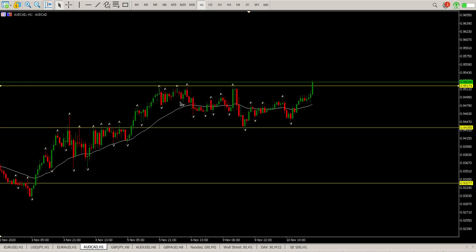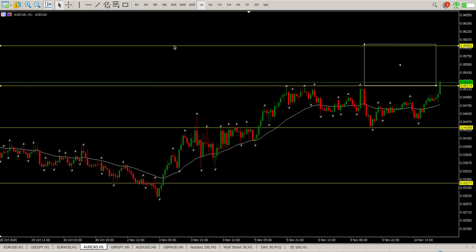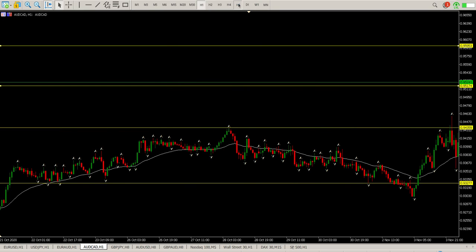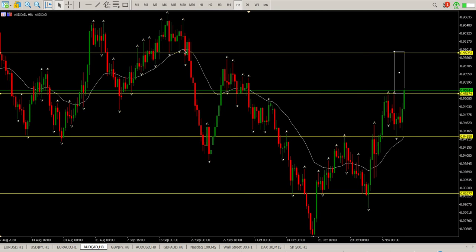So if you're looking very carefully, there is sort of a rounding bottom here. Okay, so obviously we need to get above that. And what that does for you, though, is pretty much brings the next level into play, and that's going to be something like that. So I would expect us to be targeting somewhere around 095953. And I'm just going to go back to the 8-hour, and you can see how that structure lines up.